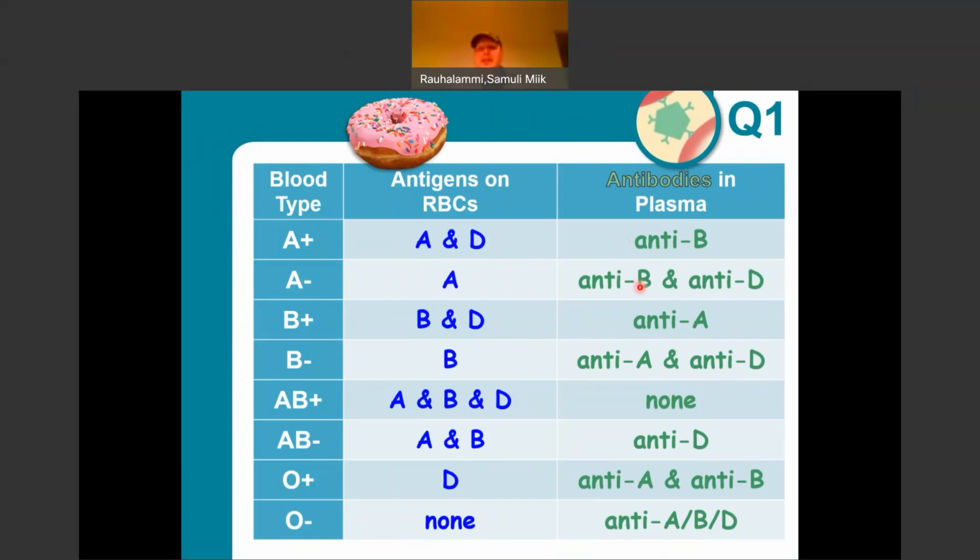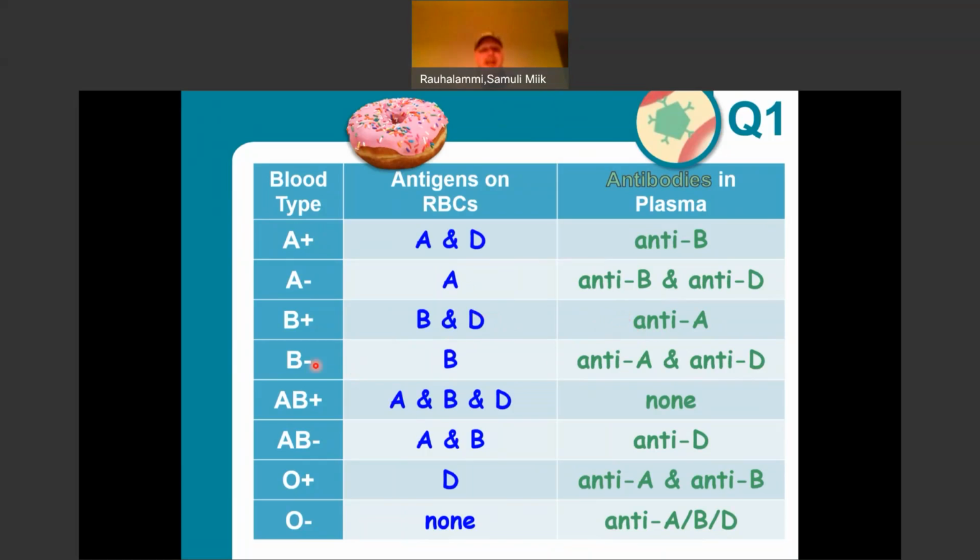So the antibodies in the plasma are going to be anti-B and anti-D. For blood type B positive, you're going to have B antigens, and you're also going to have those D antigens around. And we're constantly screening with the antibodies for anti-A, whether there's going to be any antigen A's around. And if there are, those cells are definitely invaders, pathogens to your body.